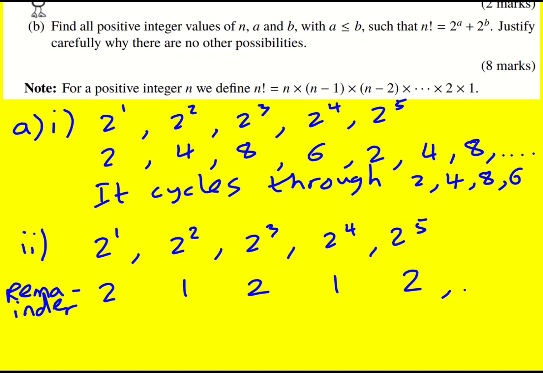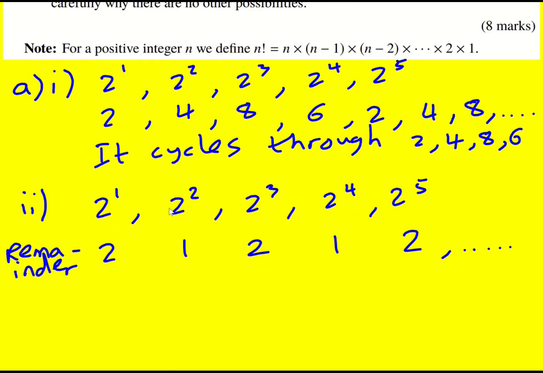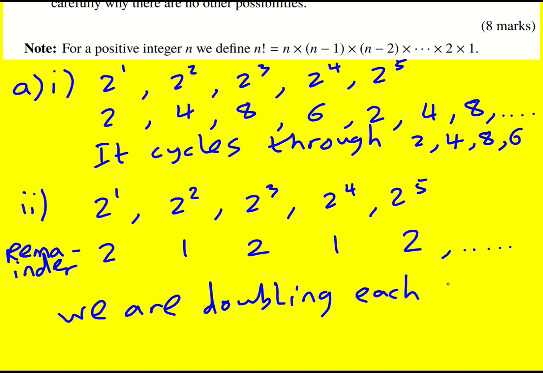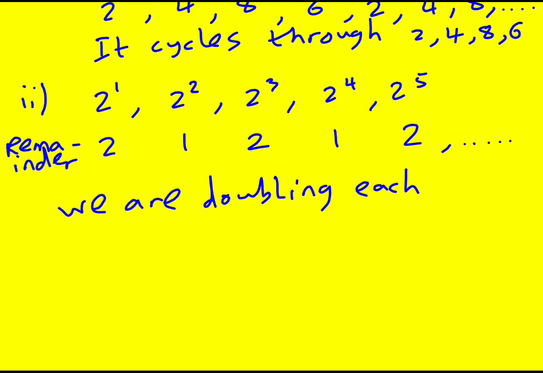And it's again going to cycle. I'm not sure if we need any further proof of that. Is it obvious that that is going to happen? That it's just going to then go 2, 1, 2, 1, 2? I suppose it is, because as you're doubling, we are doubling each time. When I say we're doubling the number each time.